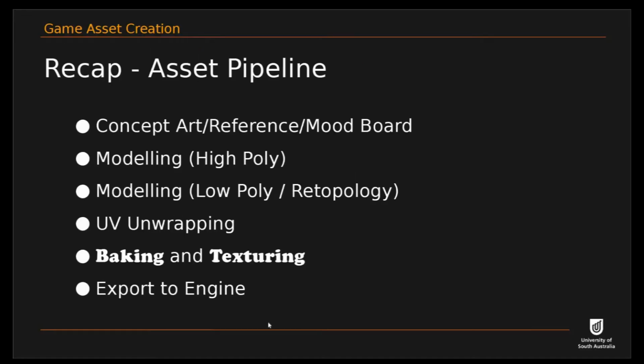So to recap the game asset creation pipeline, the first step is concept art. We haven't been looking at actually generating your own concept art. It's not part of the scope of this course. We're mostly following on the steps that come after that, which is the high poly modeling, followed by the low poly, the UV unwrapping, baking and texturing, which we'll be continuing to look at this week, and getting those files all together in the engine.